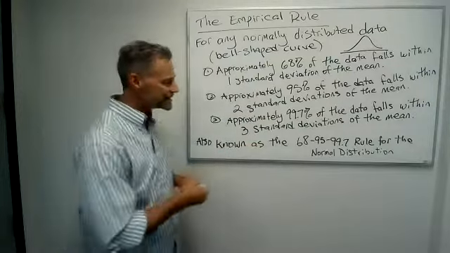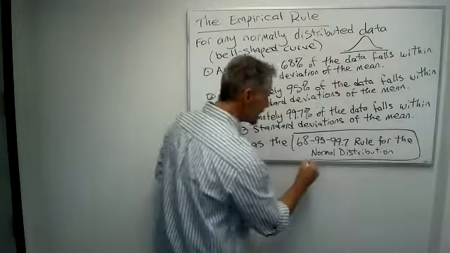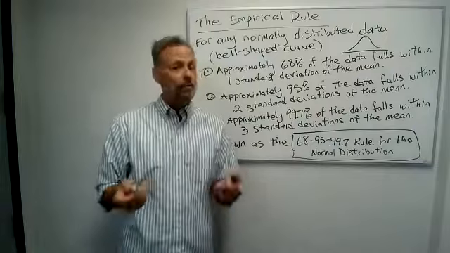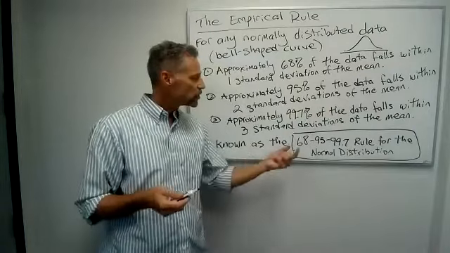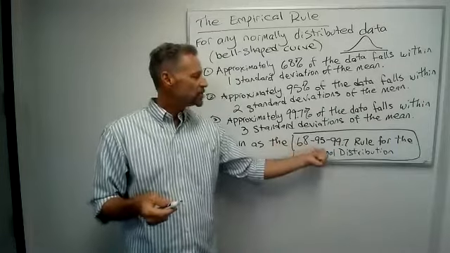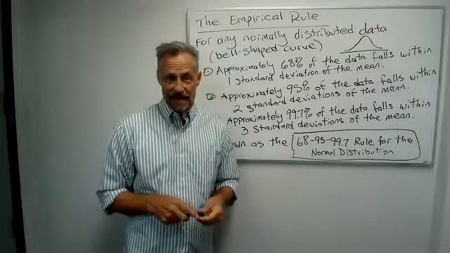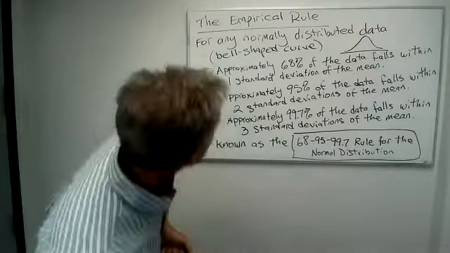Now, for obvious reasons, this is also called the 68, 95, 99.7 rule for the normal distribution. So if you remember it by this name, you just have to remember, oh, that's 1, 2, and 3 standard deviations from the mean. That's the approximate percentage of data. Now, let me show you an example.